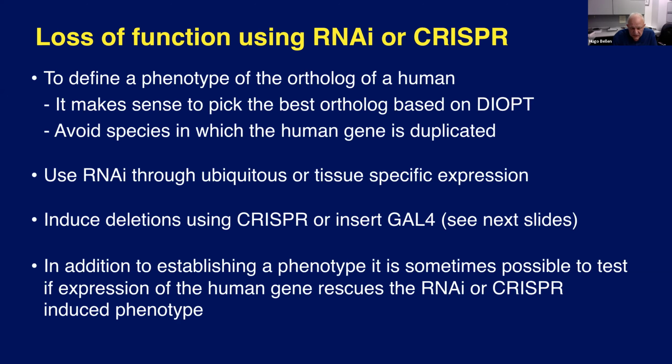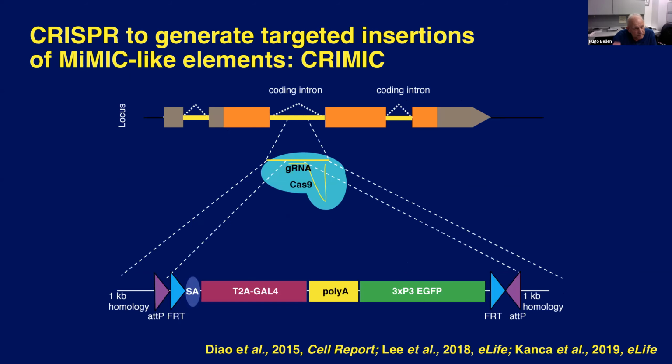So expressing the human gene, if possible, to rescue the mutant phenotype can be very informative and has been done by first knocking out the gene by RNAi or CRISPR and then inducing the expression of the human gene and seeing if you can rescue the phenotype.